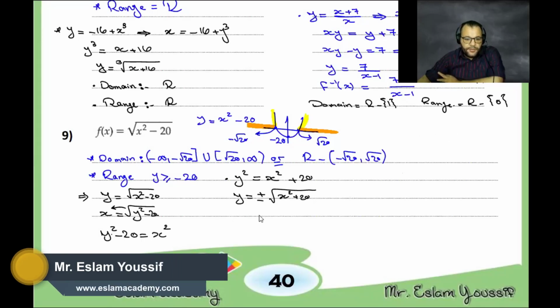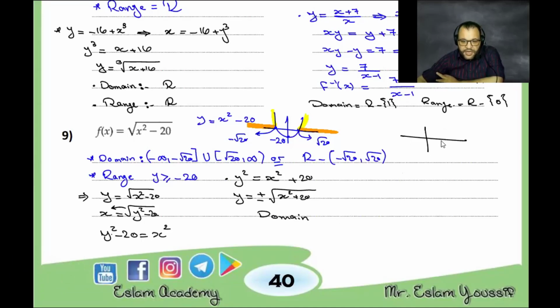So the domain now will be x more than or equal to negative 20. If you remember the graph, is this a function? No, it's not a function, because now we have a horizontal line that intersects the curve at two points. I stopped at y equals. The inverse is not a function because this function is not one-to-one. If you draw a horizontal line, it will intersect the curve at two points, so the inverse is not a function. You understand it? But just find the inverse.